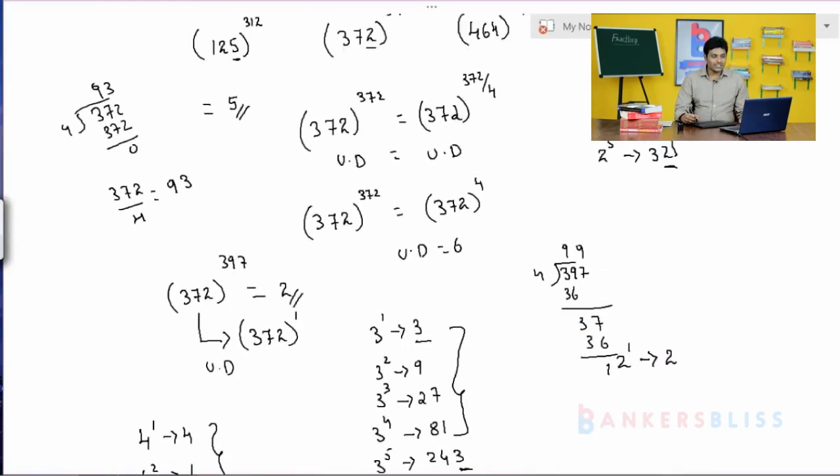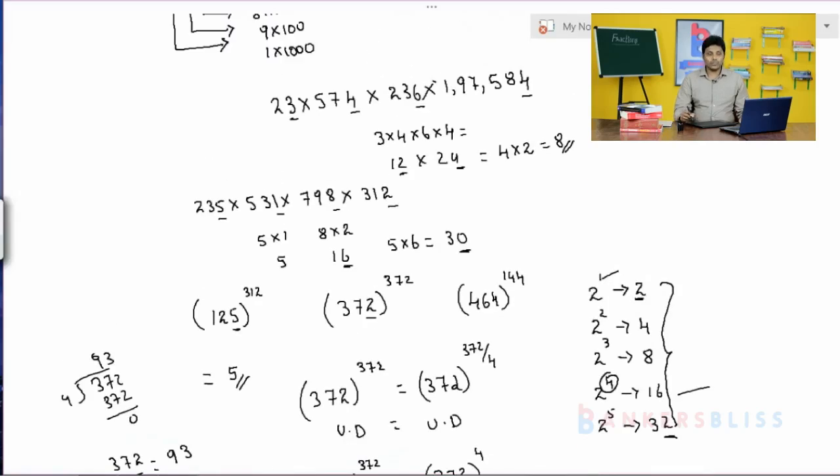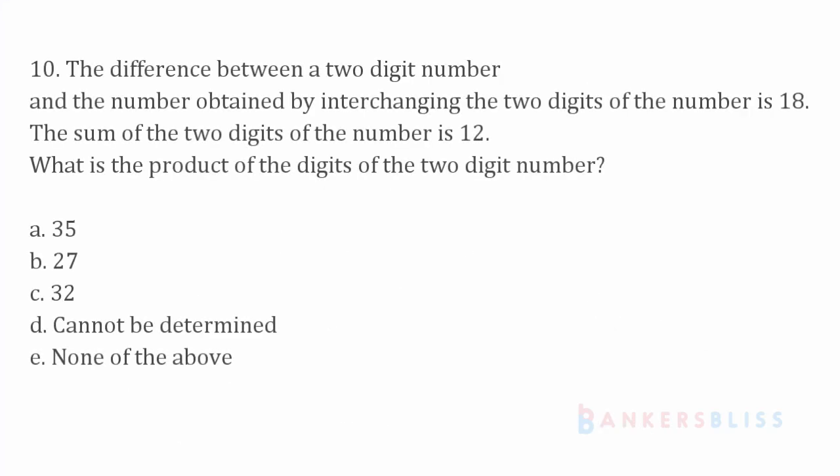Okay. So, let us solve the problems. Let us solve the problems based on these types of varieties. So, problem number 10. The difference between a 2-digit number and the number obtained by interchanging the 2 digits. So, they are interchanging the 2 digits.